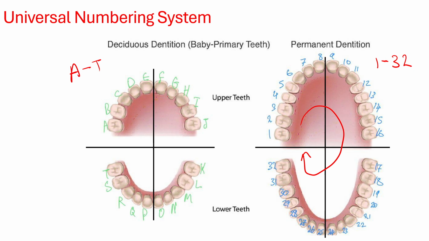It's A, B, C, D, E, F, G, H, I, J, K, all the way in a clockwise manner to T, the lower right second molar. Okay, so this is right, this is left. Again, we're using the patient's perspective, not your perspective. So it starts off at the upper right second molar, then goes all the way in a clockwise manner to the lower right second molar.